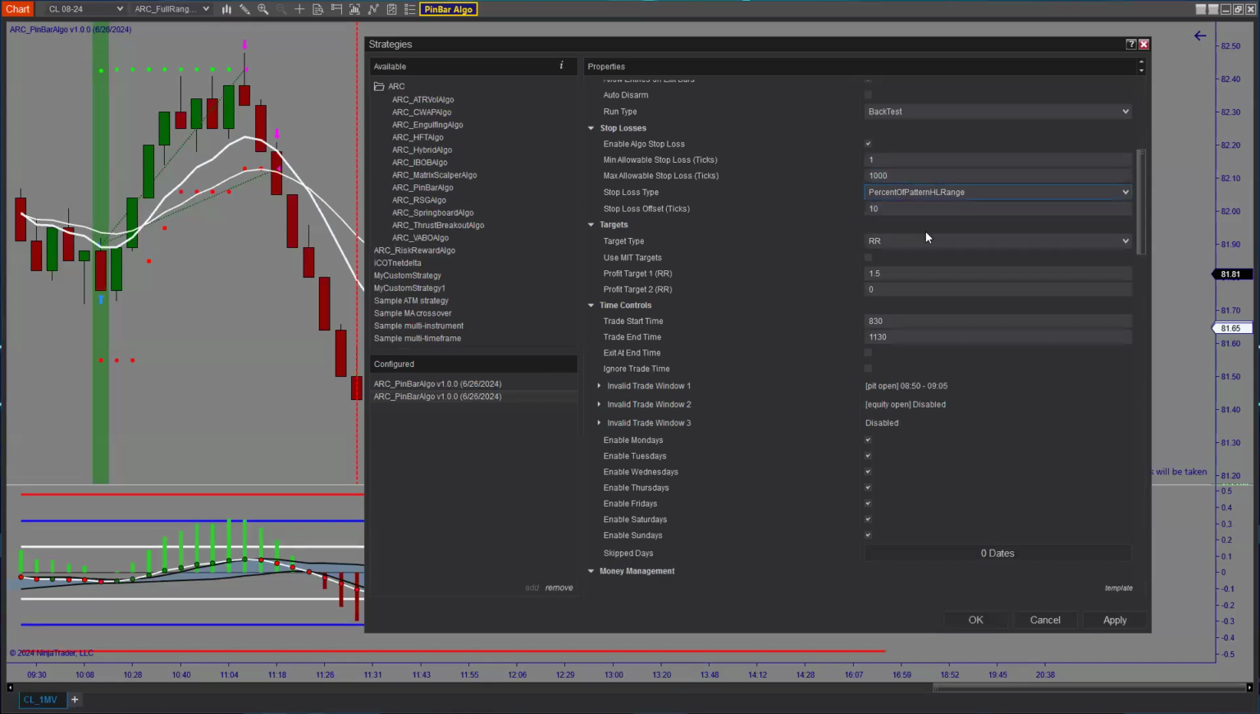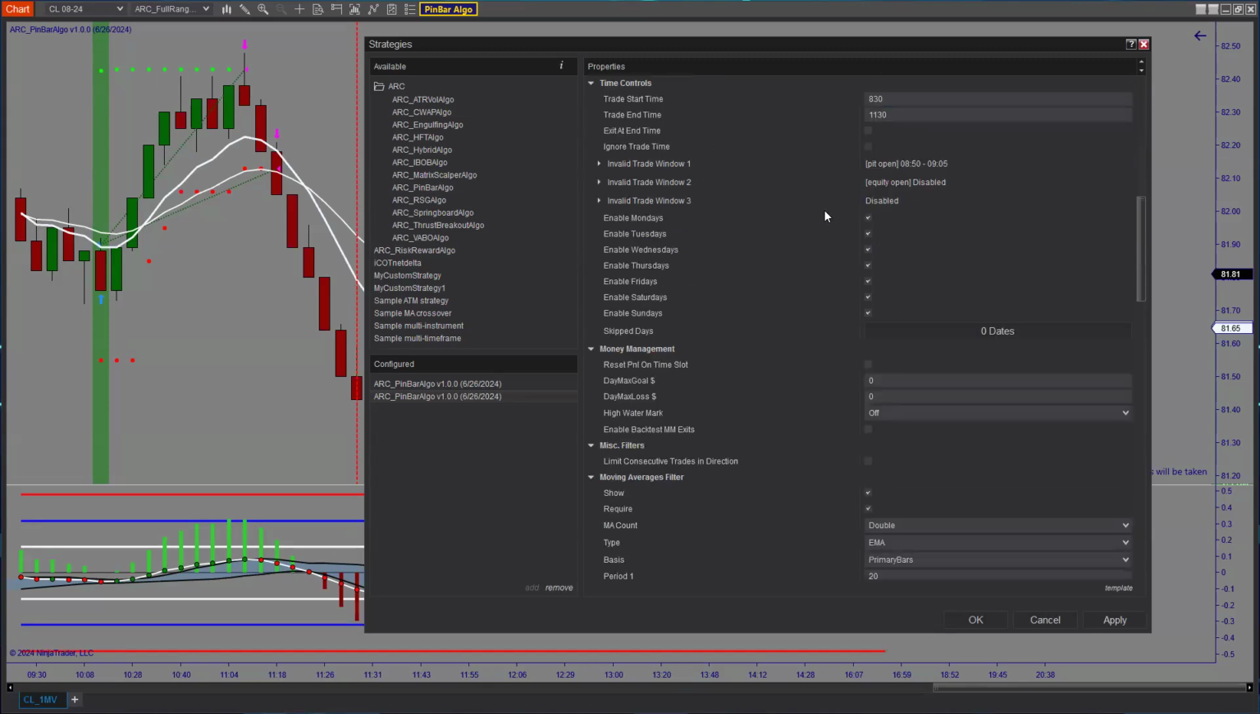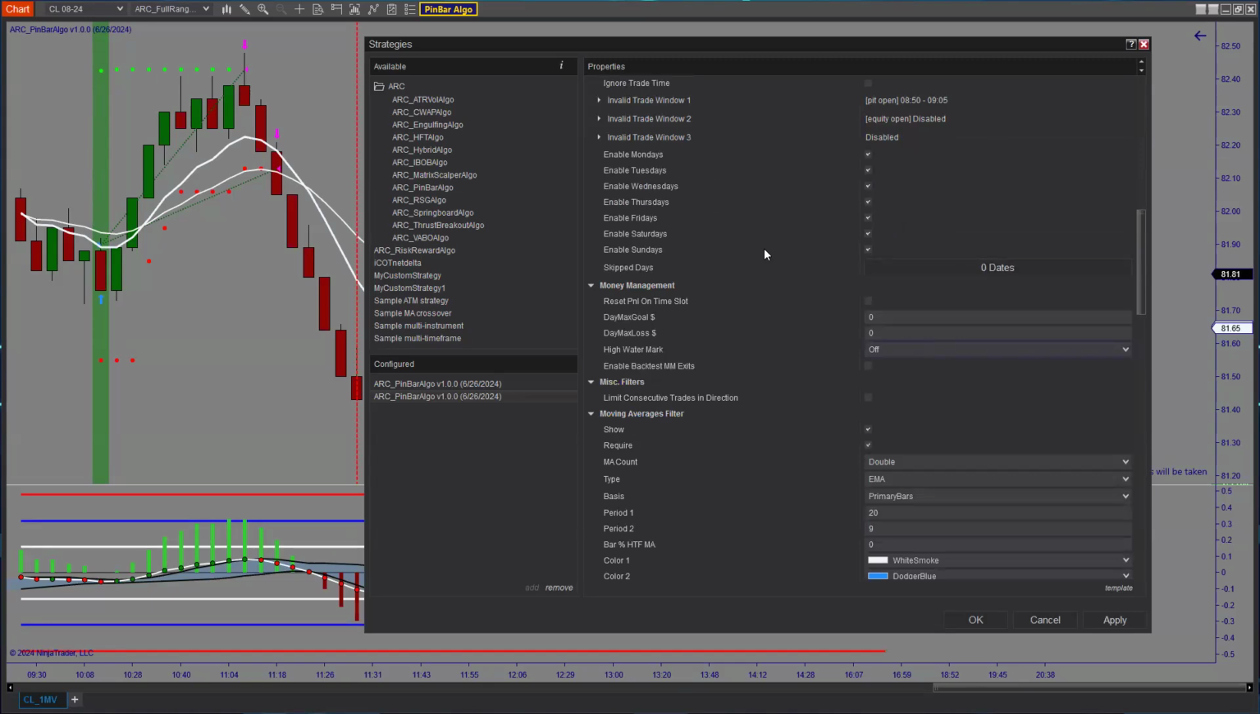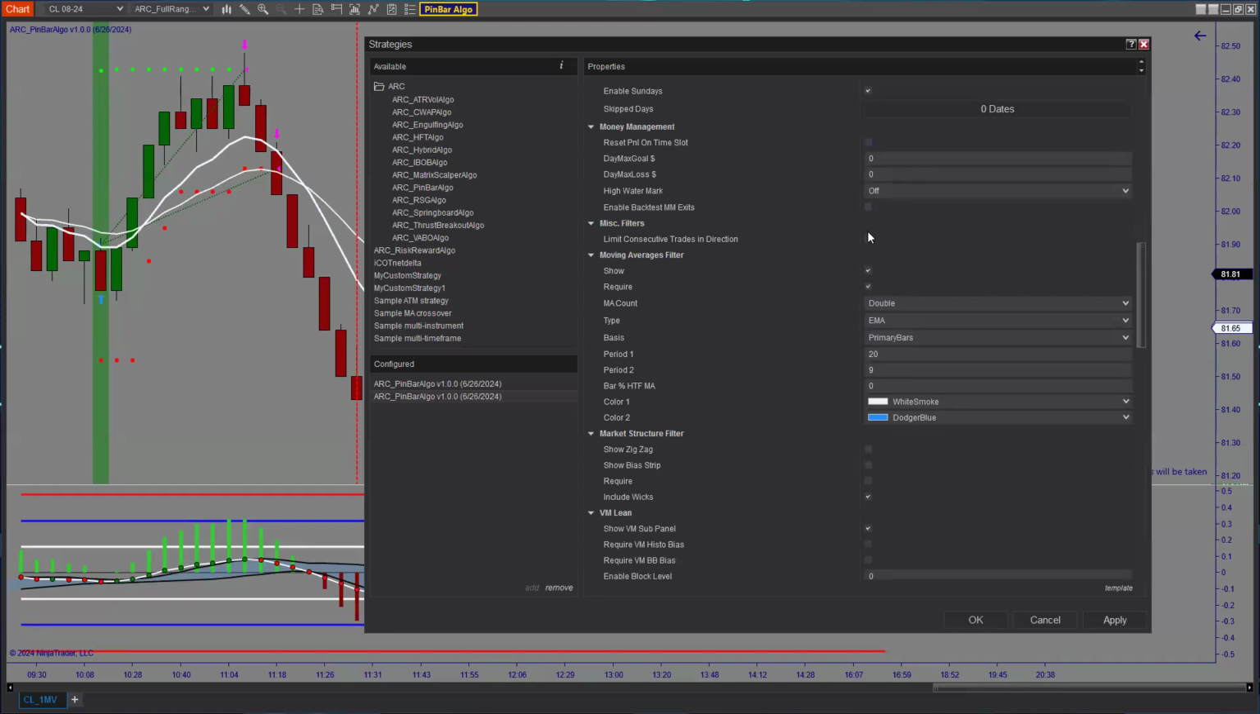Anyway, target type, risk reward, ticks or ATR. And of course, you can do R multiples, which is great. Time blockers, start stop times. You can block out specific days. You can block out dates, even in the future. If you know CPI and PPI are coming up, which they are, you can say, I don't want to trade those days. Put that date in there. It will not trade those days in case you happen to forget to check the news in the morning. So, money management's all in here.